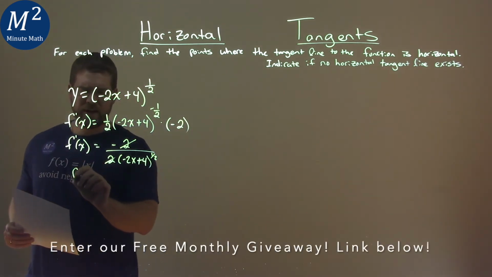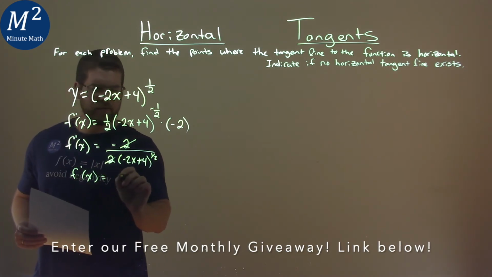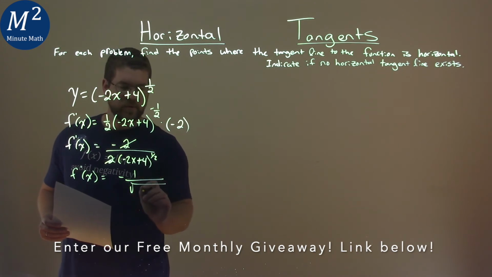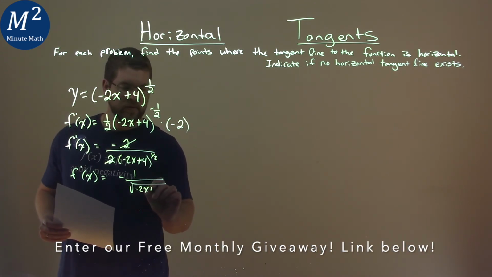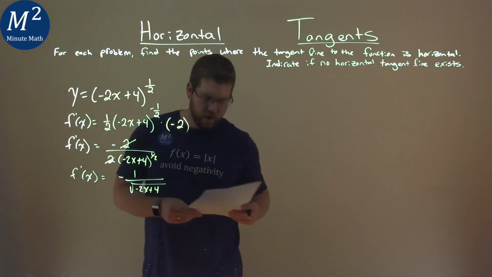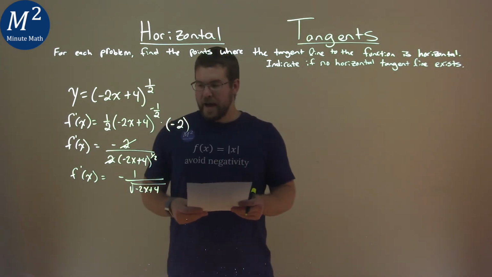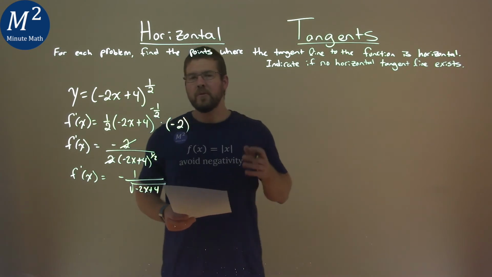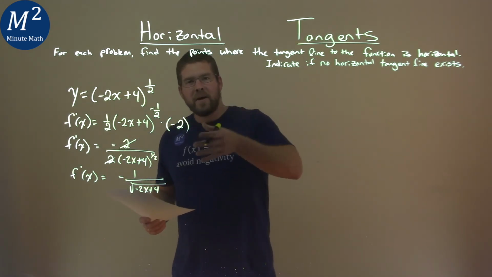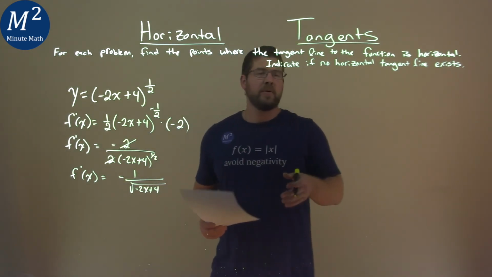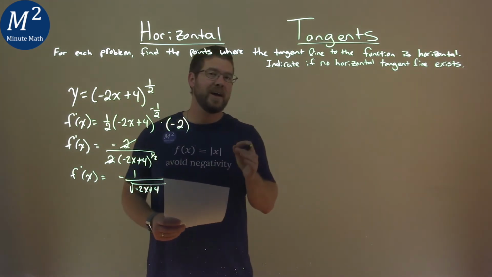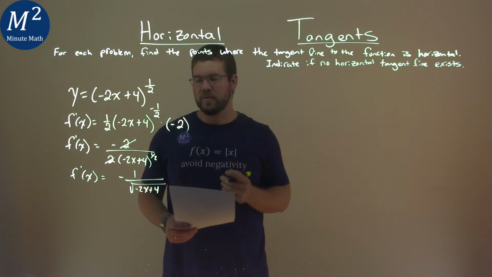And so we have f prime of x is now equal to negative 1 over, and this denominator is just the square root of negative 2x plus 4. All right. So we have our derivative right there, and what we want to do now is see where it's equal to 0. Because remember, the derivative here is the slope of the tangent line, and we want to see where this tangent line is equal to 0, aka horizontal.